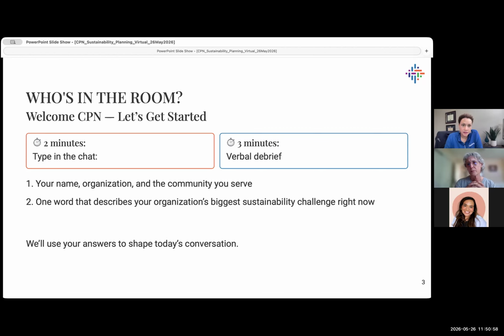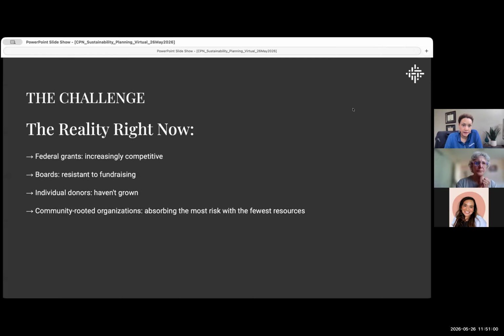Let me just flip right ahead here. Anyway, so you guys have already outlined the challenge. Federal grants are increasingly competitive. Boards, we didn't talk about this, but they're resistant to fundraising at times. Individual donors, we haven't seen a whole lot of growth in that space, although reports keep saying that that's an untapped area, but we'll talk about why that's challenging. And then you're absorbing most of the risk with the fewest resources, right?